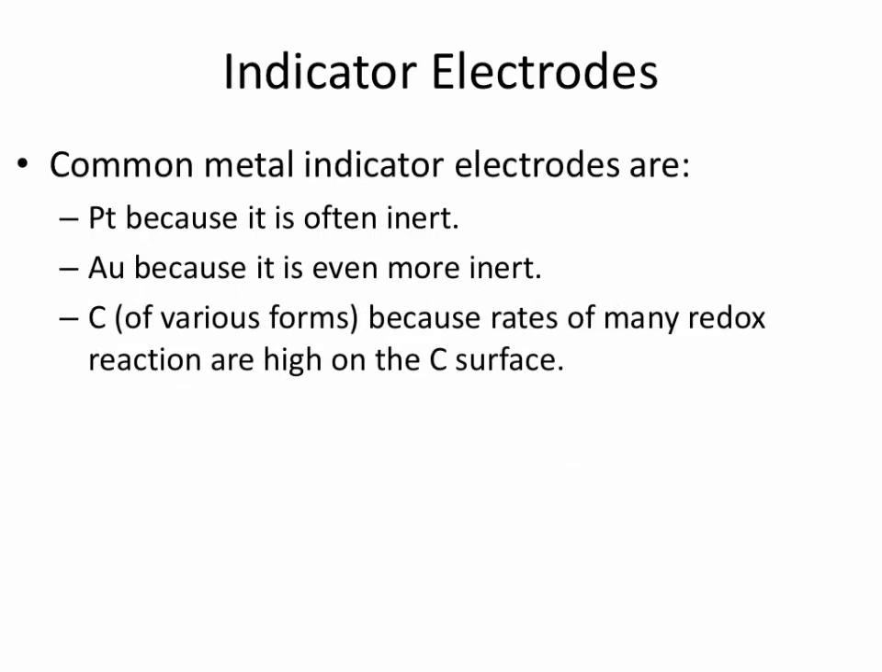So common metal indicator electrodes are platinum, because it's often inert, gold, because it's usually even more inert, and carbon of various forms, like graphite, because rates of many redox reactions are high on the carbon surface. That is, the carbon effectively acts as a good catalyst for a lot of different reactions.